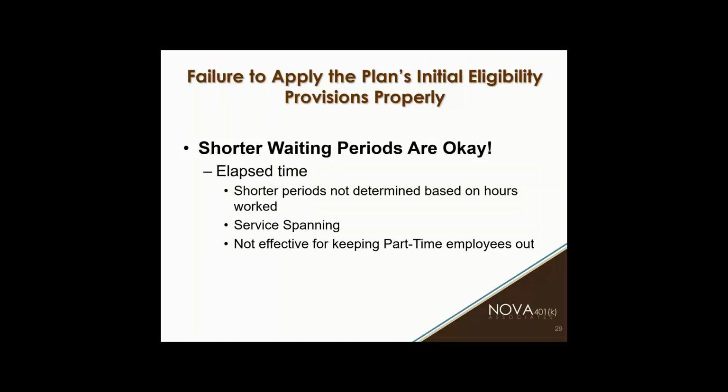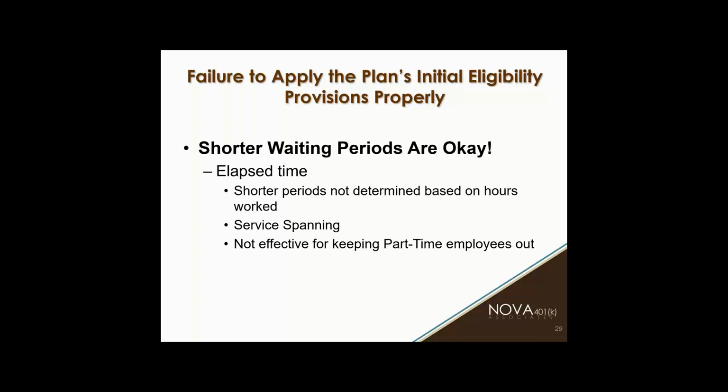Shorter waiting periods are okay. You can have immediate entry, like first pay period after hire, for example, or 3 months, 6 months. The thing to keep in mind with the shorter waiting periods is that you can't apply hours to those, okay? It's called elapsed time, and the way that works is, from the original date of hire, if you've got a 3-month wait, you ask the question: is the person employed on the 3-month anniversary date, yes or no?